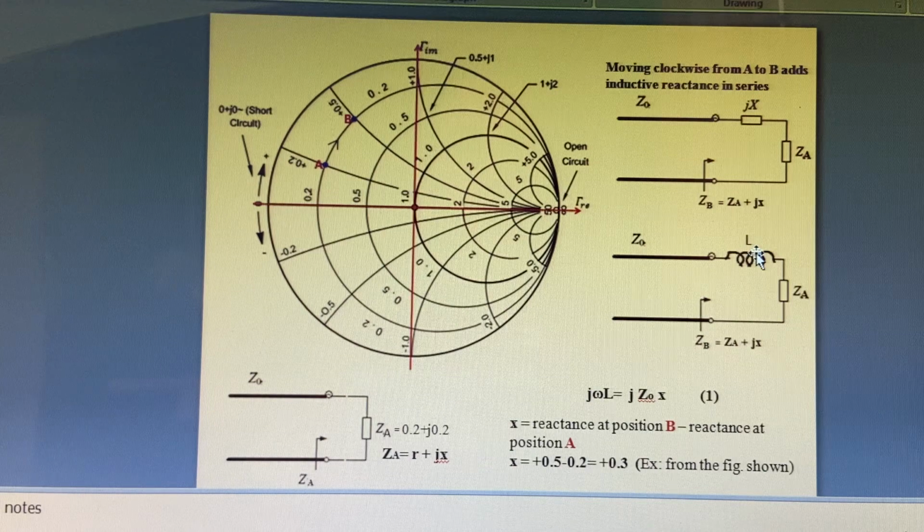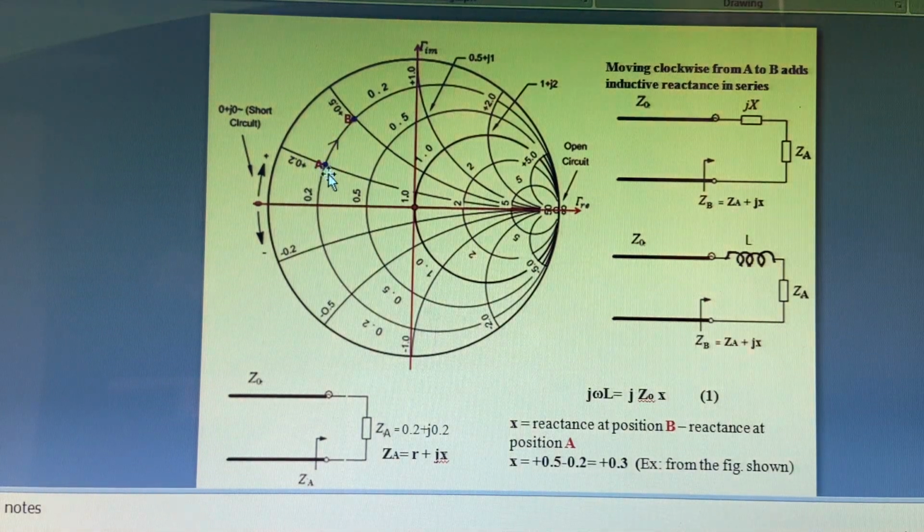The value of the inductor you can calculate using equation 1, that is j omega L equal to j Z naught X. Here Z naught is the characteristic impedance of the transmission line and X is the change in the value of reactance. That we can calculate using this equation: X is equal to reactance at position B minus reactance at position A, because we moved from A to B in the clockwise direction.